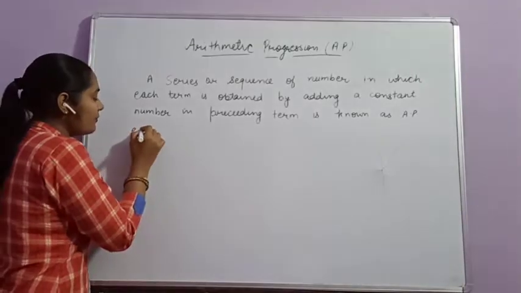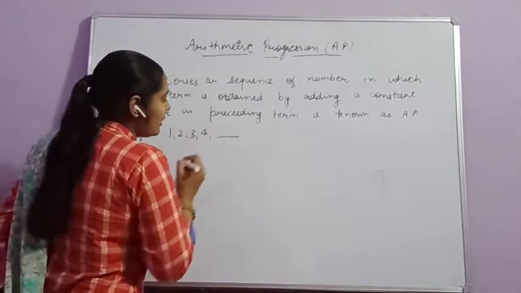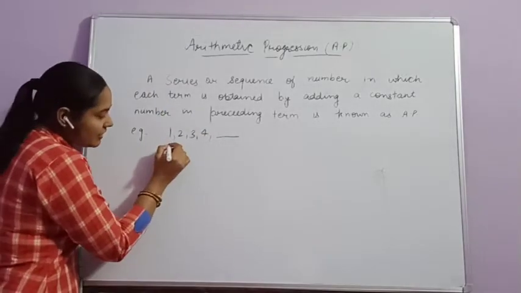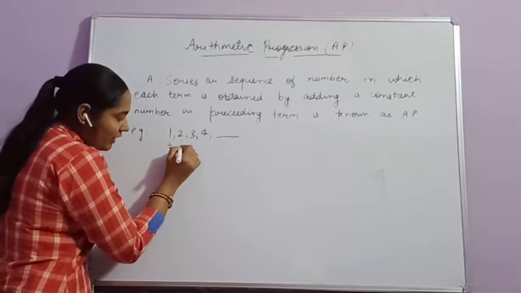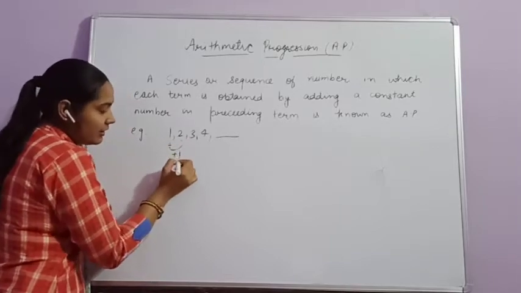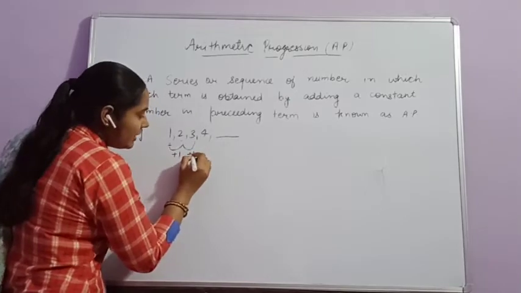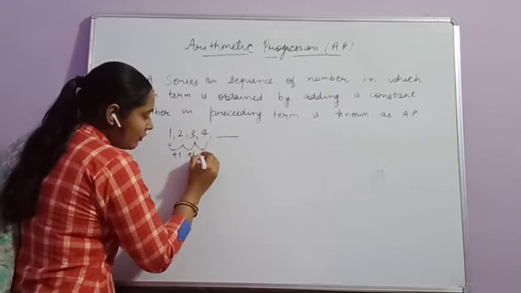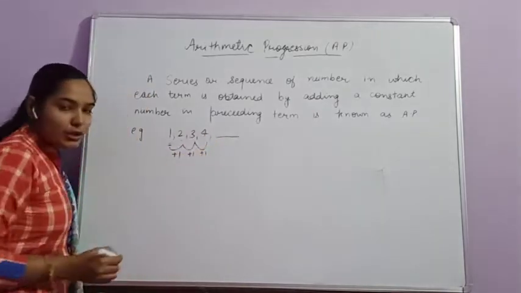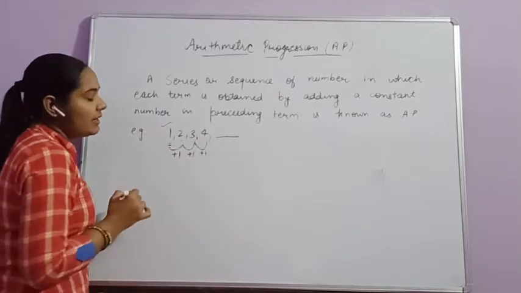For example, 1 2 3 4. First term is 1, second term is 2. If we add 1 in 1, then we get 2. Similarly, if we add 1 in 2, then we get 3. If we add 1 in 3, then we get 4. Clearly, it means this is an AP.